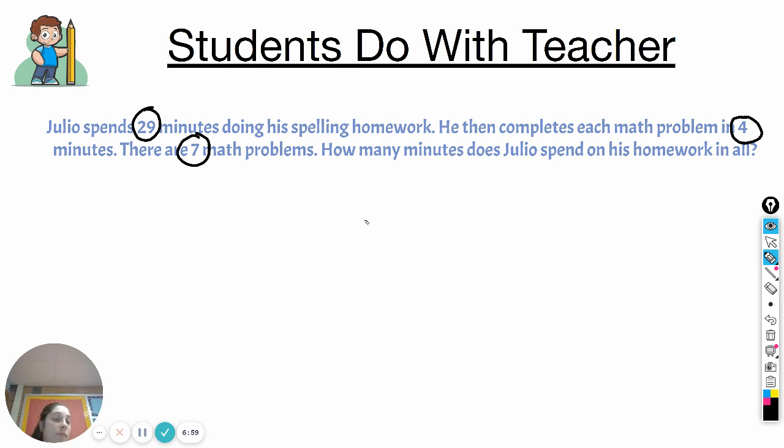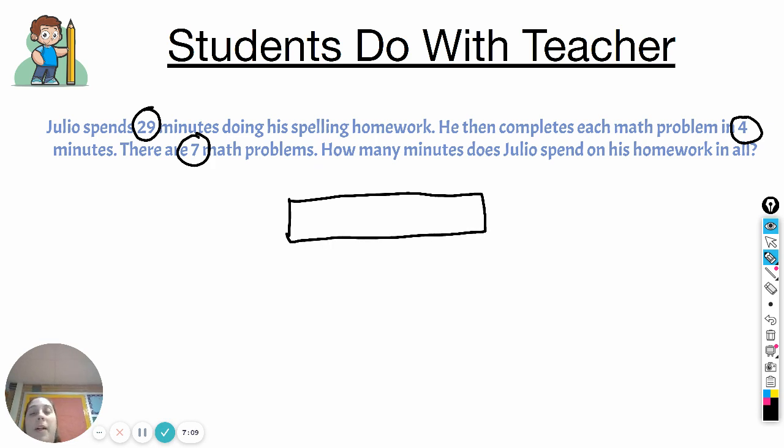Okay, so on your whiteboards, let's start with our tape diagram for spelling. We know he spends 29 minutes doing his spelling homework, so we're going to label this tape diagram as 29 minutes. Go ahead and make sure your picture matches mine before we move on.